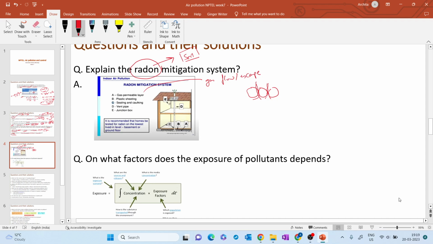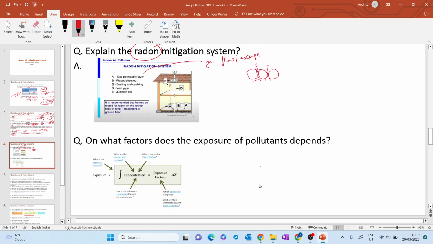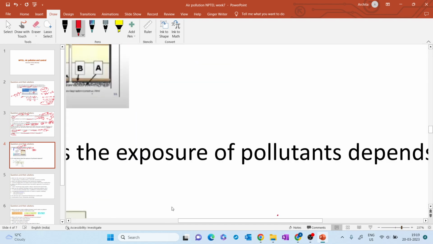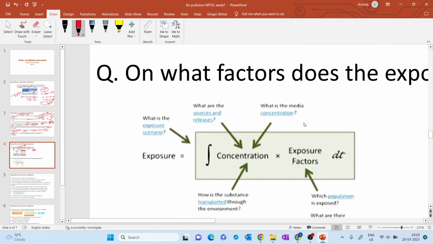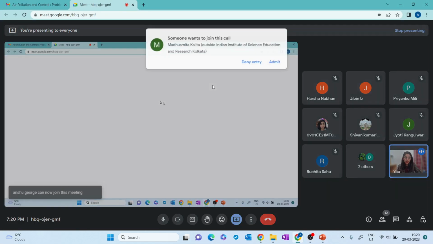Now we know that the pollutants that are there in the atmosphere, somehow all of us are being exposed to them. So to understand what factors the exposure of a pollutant depends on, we need to know a few things, and this equation is what tells us that we need to know the concentration, right? So this picture is not very clear, but okay. So the factors to understand the exposure of a pollutant are the exposure factor, time, and concentration.